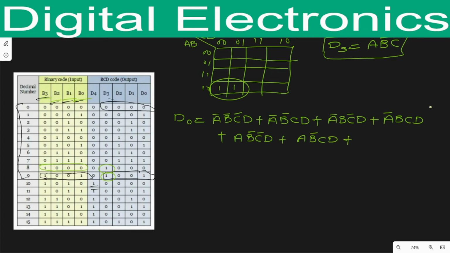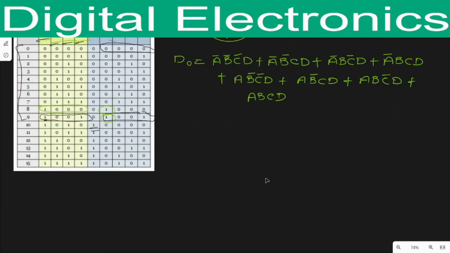Plus, for this one, the input combination will be A, B, C bar, D. And for the last one, the input combination will be A, B, C, D. So by observing this equation, we find that there are a total of 8 minterms.